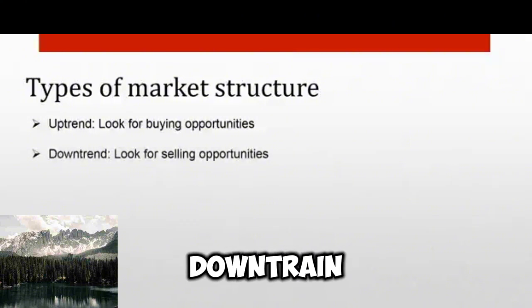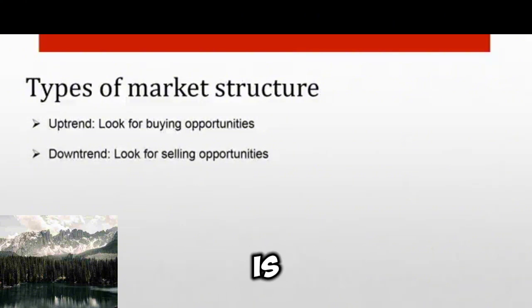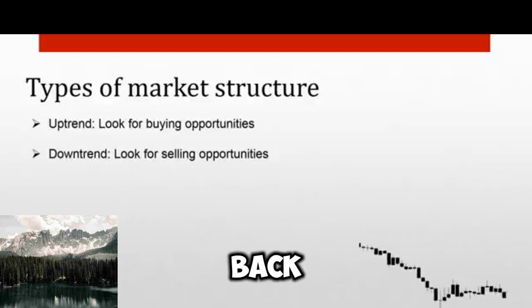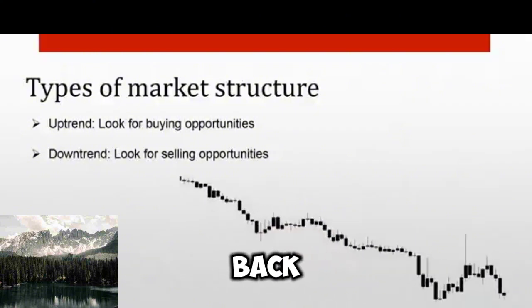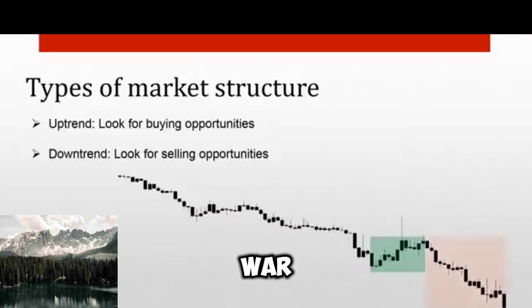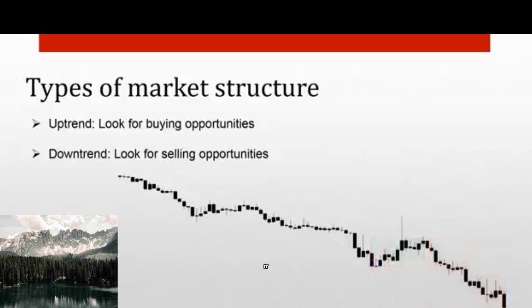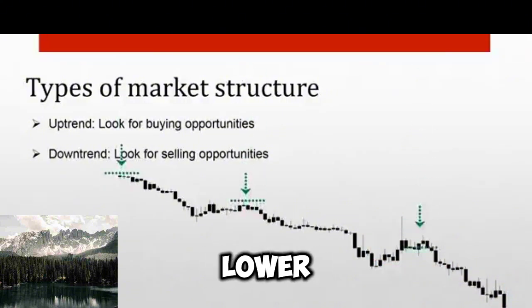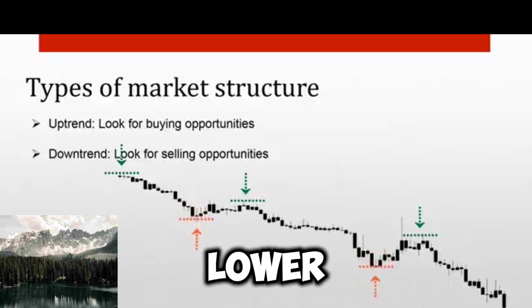Next one, downtrend. This is just the reverse. You want to look for selling opportunities. So a downtrend, in essence, is a series of lower highs and lower lows. Market heads down lower, makes a pullback, heads down lower again, breaking below the previous low, makes a pullback, heads down lower, breaking the previous low. Sometimes it could consolidate and then break down lower, once again breaking below the previous swing low. So if you look at it, you will notice a series of lower high, lower high, lower high, and lower low, lower low, lower low.